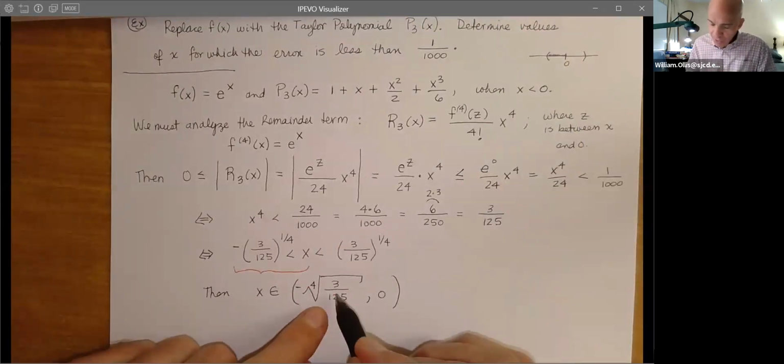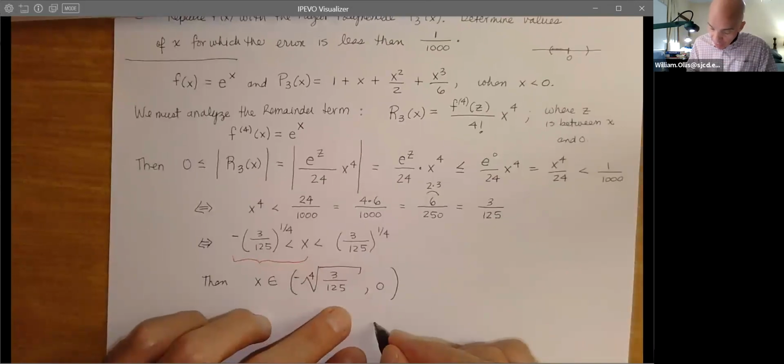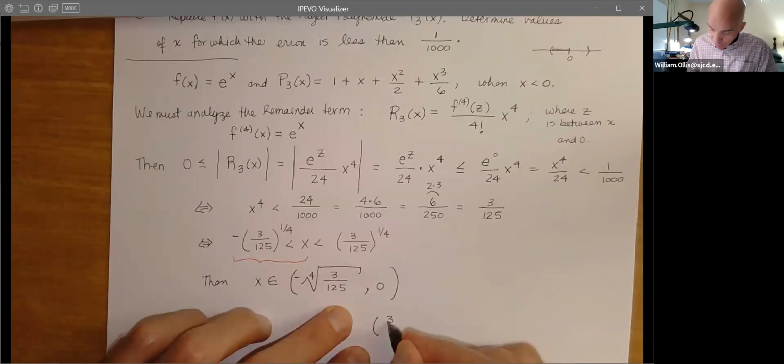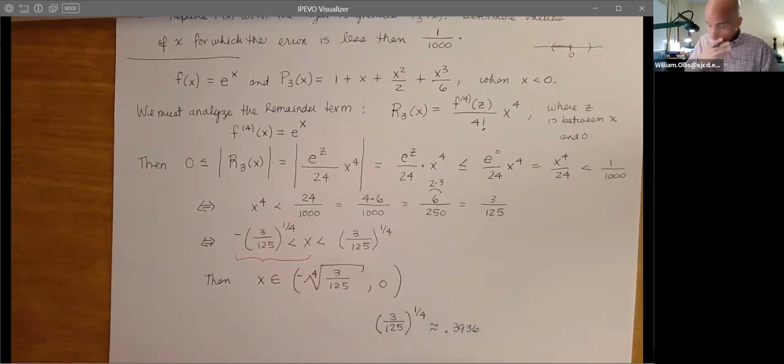But I actually approximated this with my Google calculator, and you can see that the fourth root of 3 over 125 is approximately, I got 0.3936. And that's what you'll see in the lecture notes.